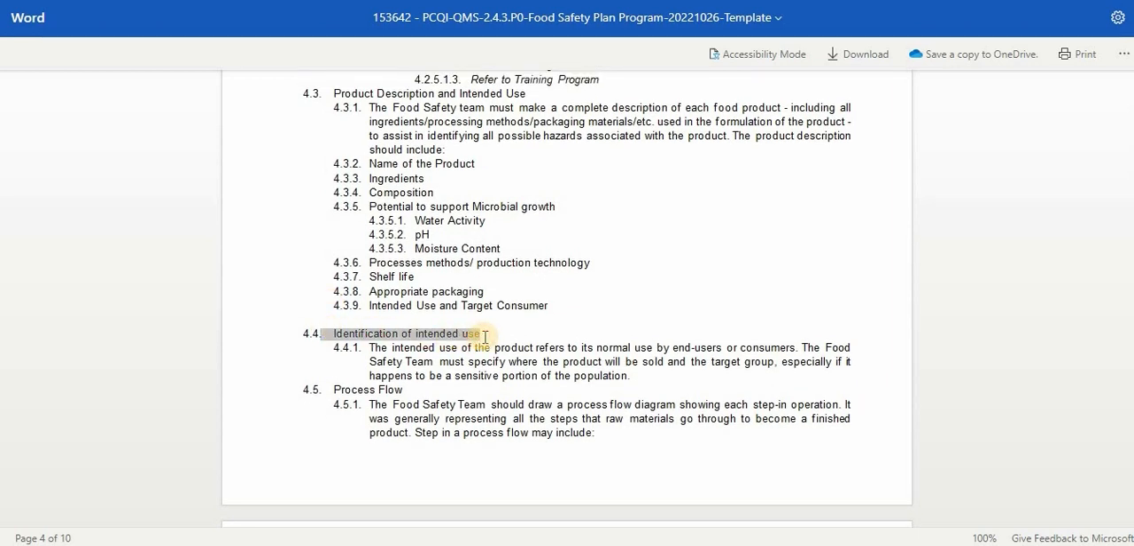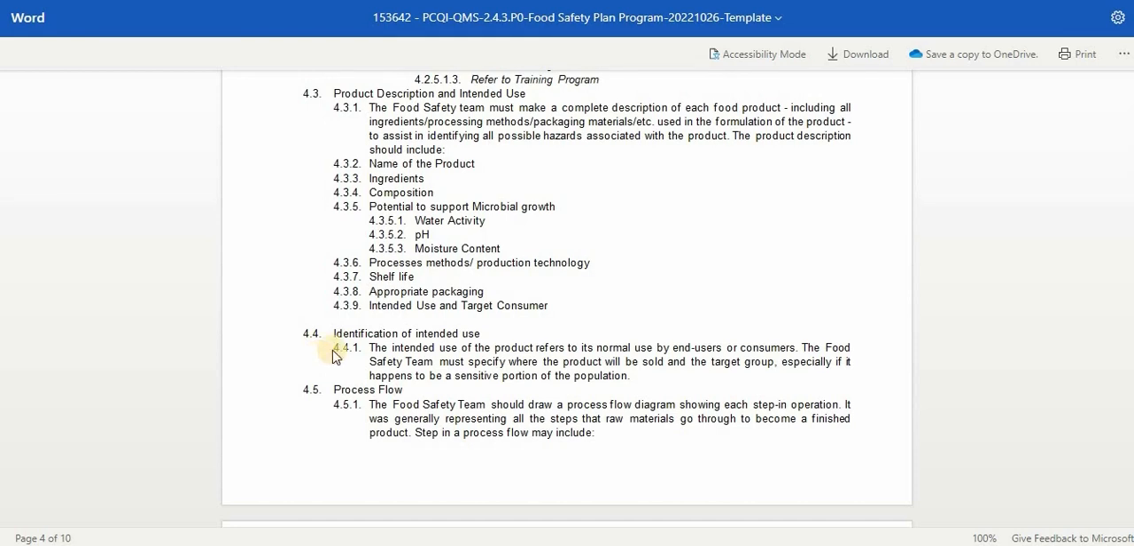Next is identification of intended use. The intended use of the product refers to its normal use by end users or consumers. The food safety team must specify where the product will be sold and the target group, especially if it happens to be a sensitive portion of the population.